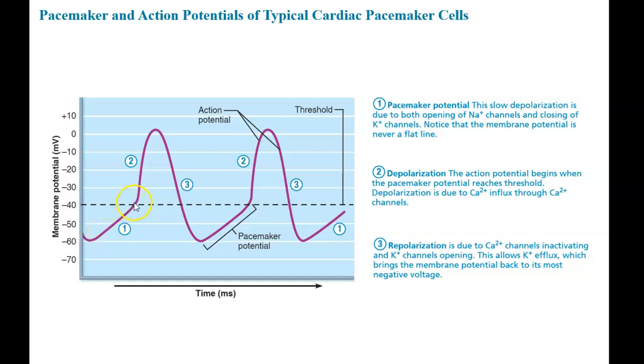Once it reaches the threshold, then depolarization occurs, and that's when the calcium influx occurs. Once it reaches the threshold, those calcium ion channels are going to be activated or opened, and then there's going to be an influx of calcium, and that's going to create the action potential. Repolarization is going to be due to the calcium channels inactivating, and then the potassium channels opening. So this means that the potassium ions are going to leave the cell, and so it's going to repolarize. It's going to go back to being negative.